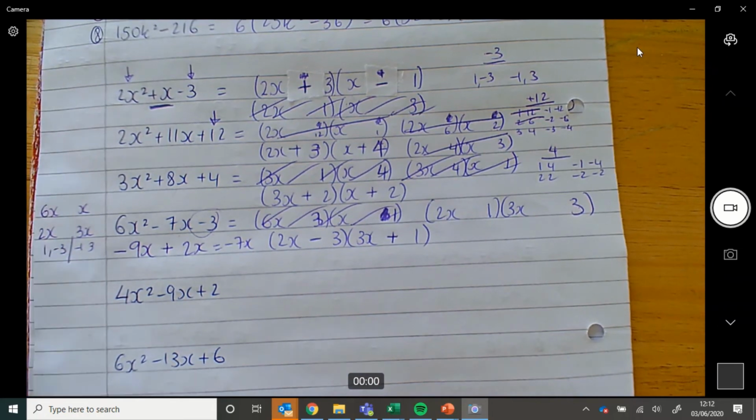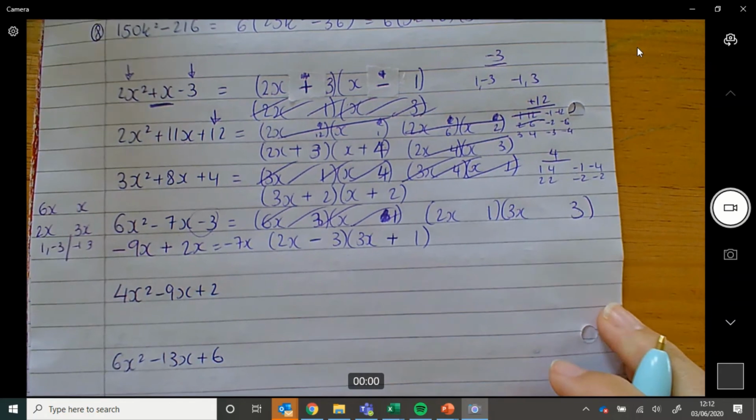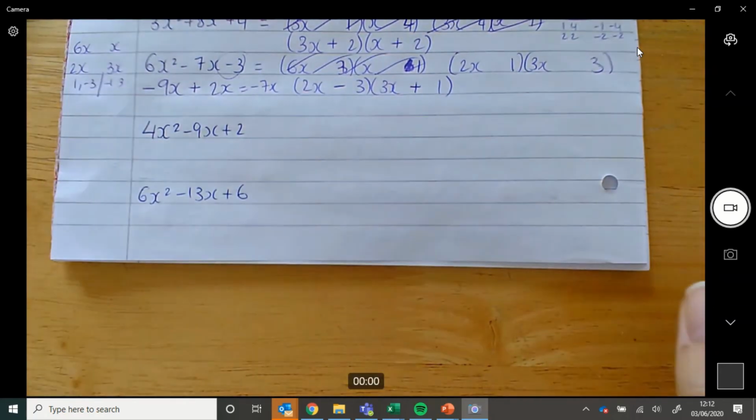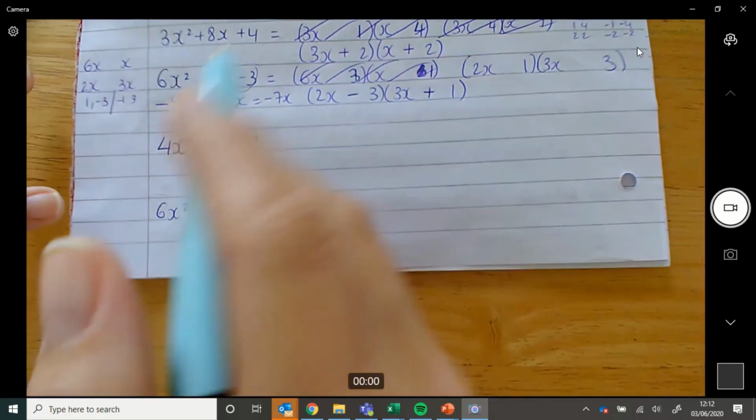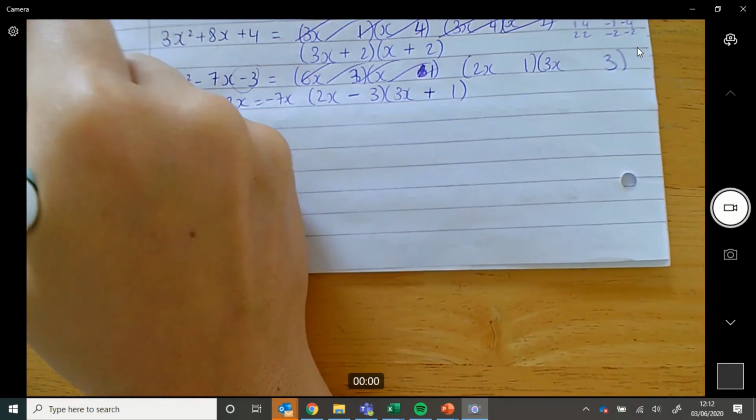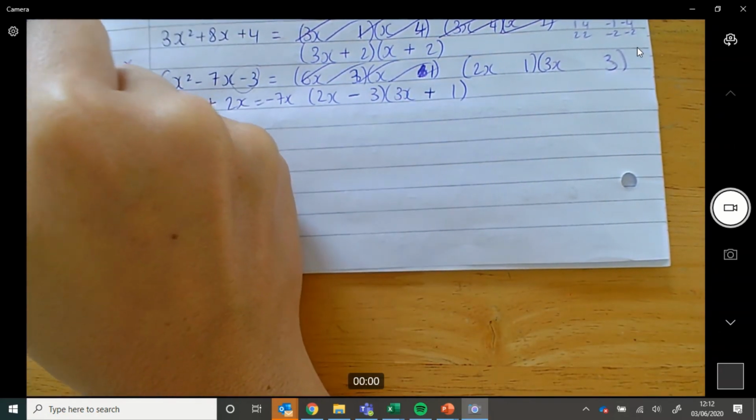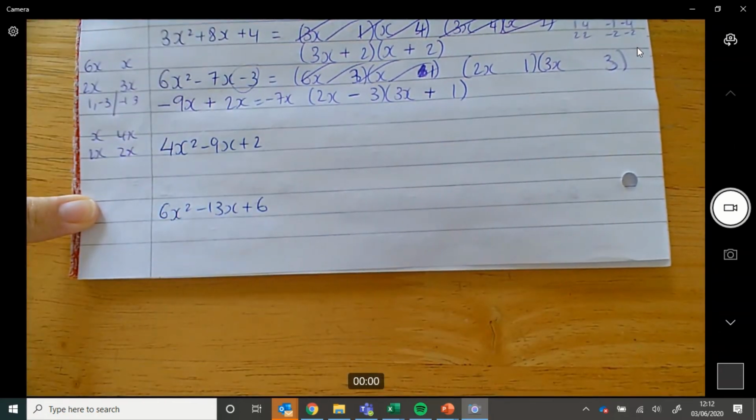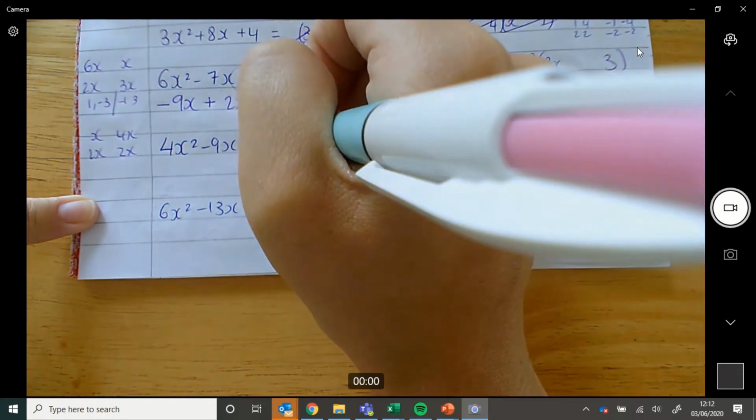So the 9x must be the negative and the 2x must be the positive. Please do pause and go over that again if it didn't make sense. I'm going to carry on with the next one. I've got 4x squared minus 9x plus 2. So I know to make 4x squared it's either going to be x and 4x or 2x and 2x. Let's try the 4x and x first.